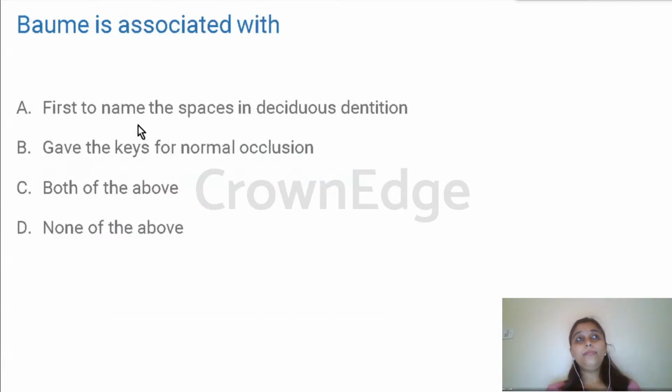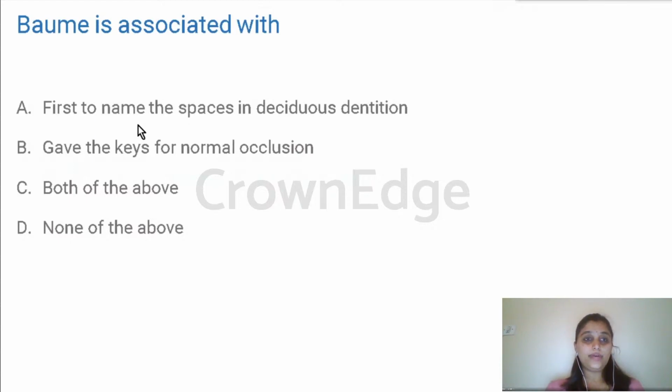Now, from the neonatal period of the development of occlusion, we are moving on to the primary dentition stage. The next set of questions I'm going to talk to you about is the primary dentition period. There are again numerous changes taking place here. So the first thing is Baum. Please remember this name.